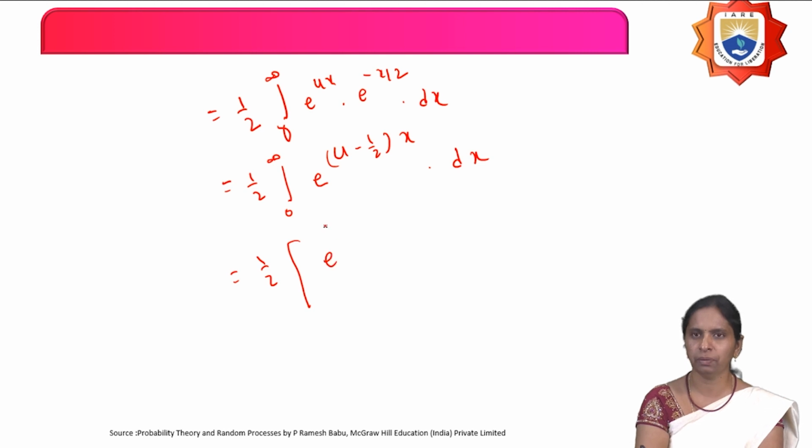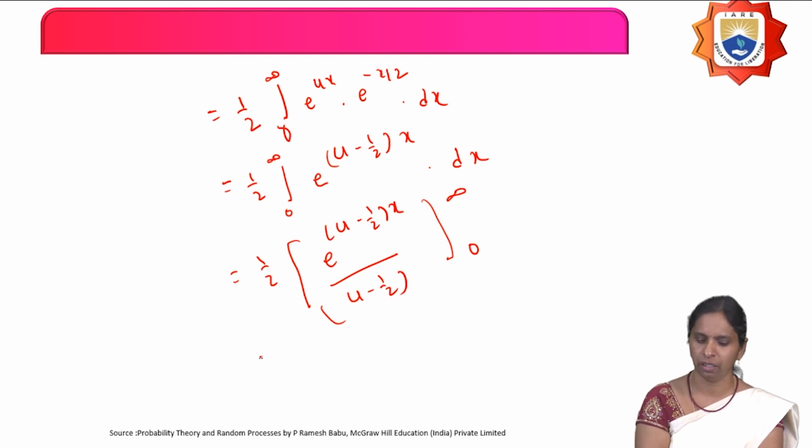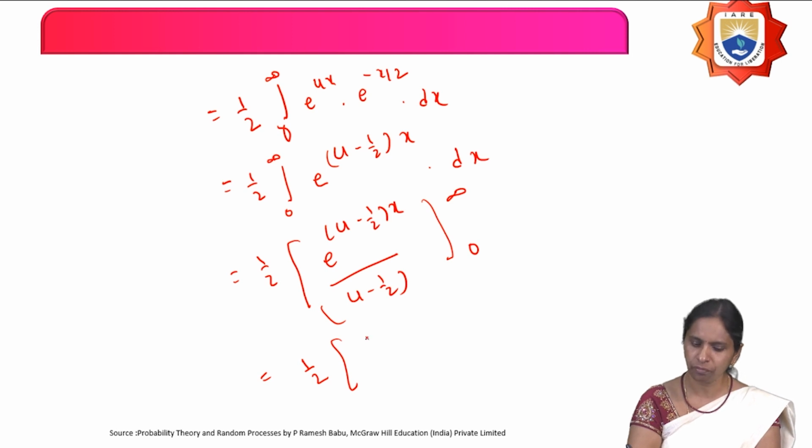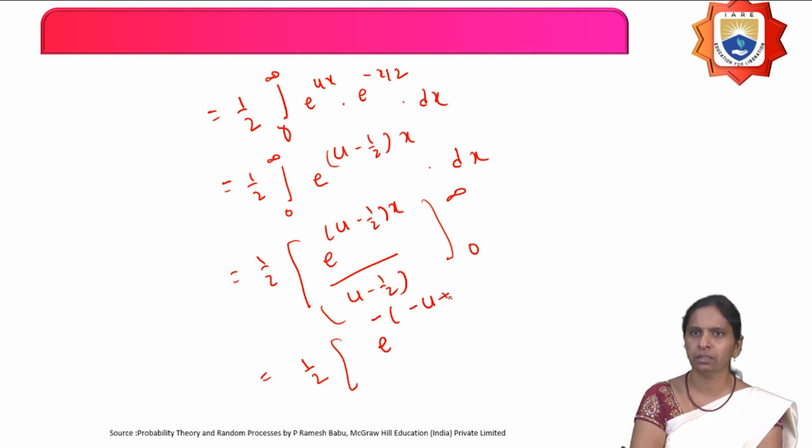Nothing but e power (u minus 1 by 2) x by (u minus 1 by 2). And the limits are from where to where? The x limits are from 0 to infinity. Now substitute the upper and lower limits. If you substitute them, you can write e power (u minus 1 by 2) x as minus of minus u plus 1 by 2 into x by (u minus 1 by 2), from 0 to infinity.